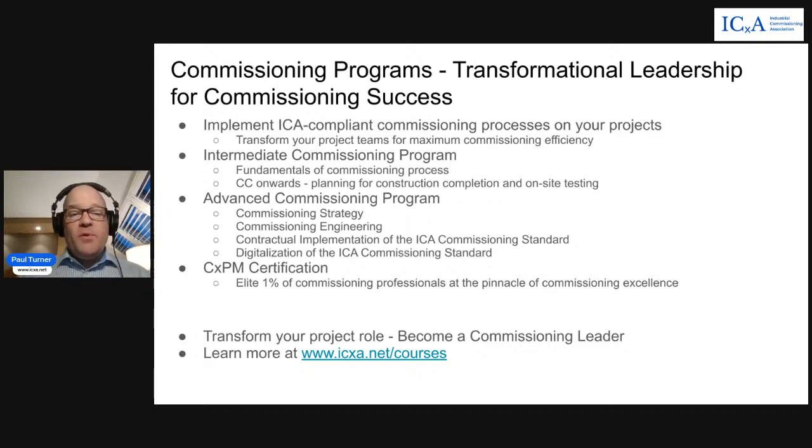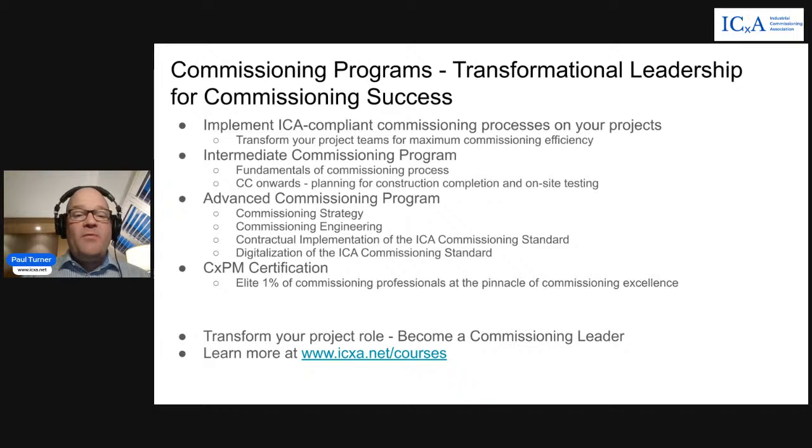And if you do want to pursue this even further, you want to get there faster to be an industry leader, we do have our complementary training programs that teach how to implement the ICA commissioning standard on your projects. We start with our intermediate commissioning program that gives you the fundamentals of how to transition through all stages of commissioning, and then our advanced commissioning process program, which really takes it to the next level and shows you all the advanced planning strategies, all the contractual implementation, and all the digitalization of the commissioning process to really excel at commissioning.